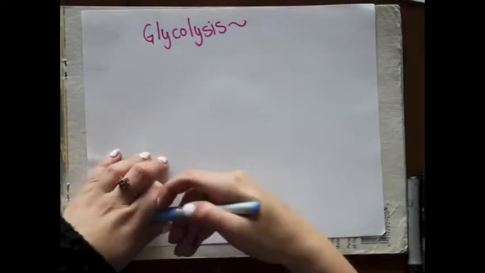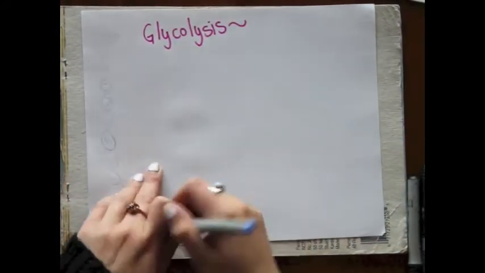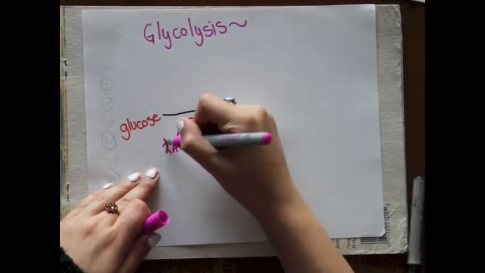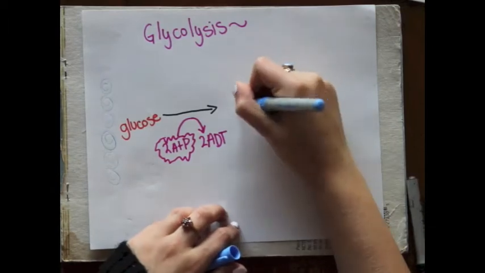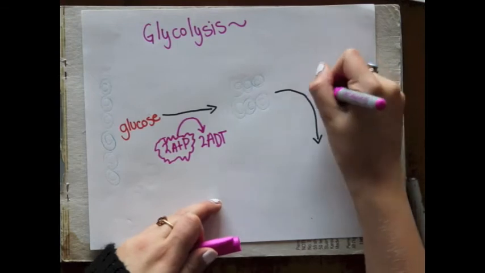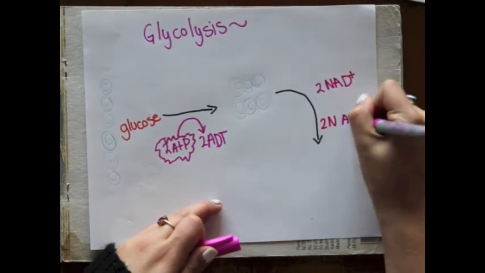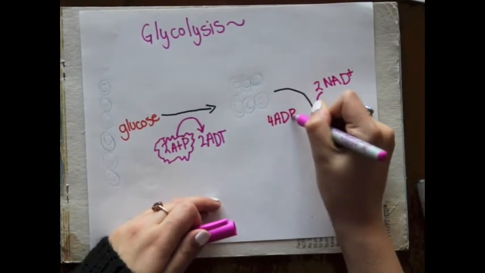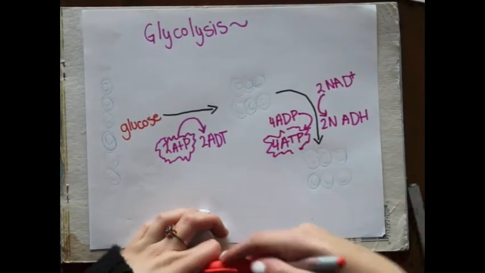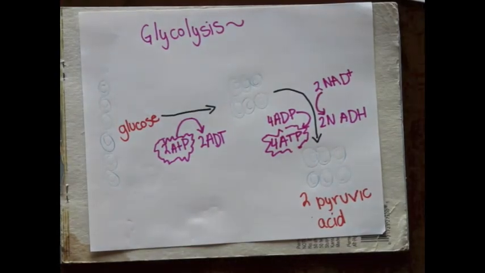Now we will talk more in detail about cellular respiration. The first step is glycolysis. This is where you take a 6-carbon glucose molecule and add energy from 2 ATP molecules, producing 2 ADP molecules. Then, from 2 NAD plus molecules, it will produce 2 NADH molecules. And from 4 ADP molecules, it will produce 4 ATP molecules, producing in the end 2 pyruvic acids.